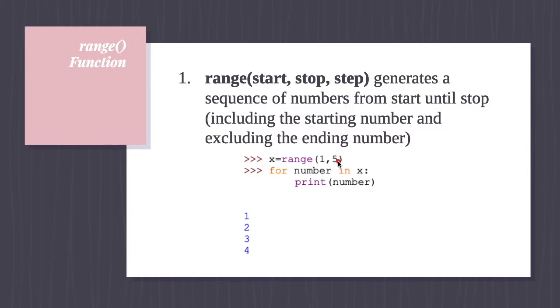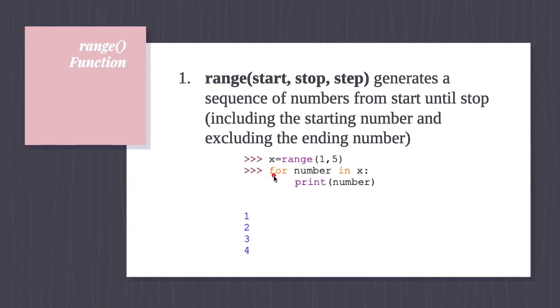But here's something super important. Whenever you use the range function, Python does not include the ending, which is 5. So here, your range will be from 1 to 5 excluding 5. So what does that mean? 1, 2, 3, and 4. Because it excludes the ending number as I mentioned here.